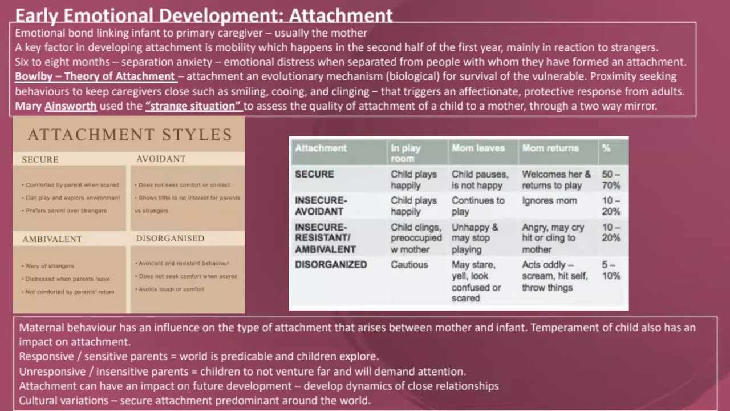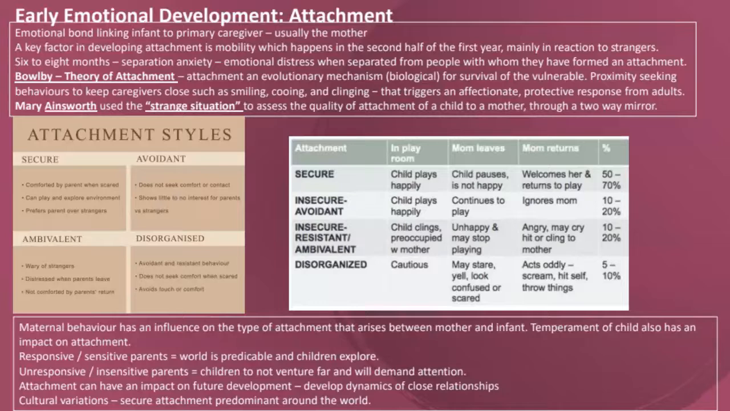So there are different attachment styles, and she identified 3, and 1 came in later. First, a child who's very secure in their attachment. When they're in the playroom, the child is very happy and plays nicely. When the mom leaves, the child pauses and is not happy. And when the mom comes back, the child welcomes the mom, but carries on and returns to play. So very secure in their attachment.